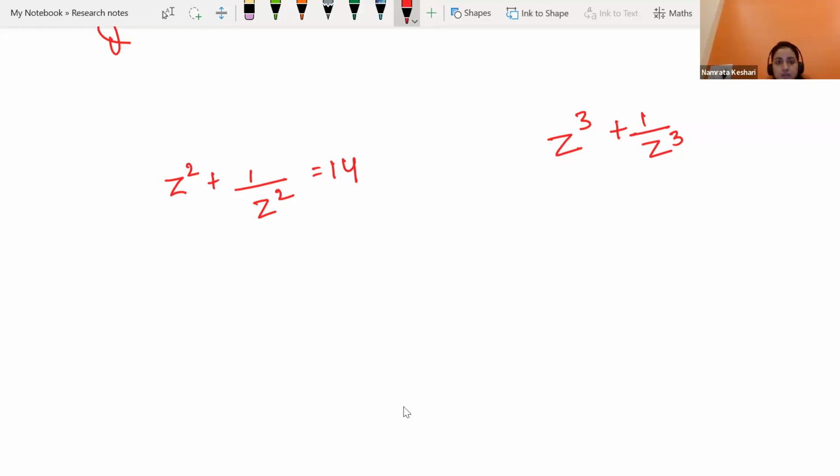Okay, so z square plus 1 by z square is given to you, that is 14. And we are supposed to find z cube plus 1 by z cube. Now, if you recall, that day I had written the list of formulas, right, Sara? And in that formula list, this formula was there, x cube plus y cube. That was x plus y in one bracket. And in the other bracket, can you tell me, Sara, what was the formula? X square minus xy.